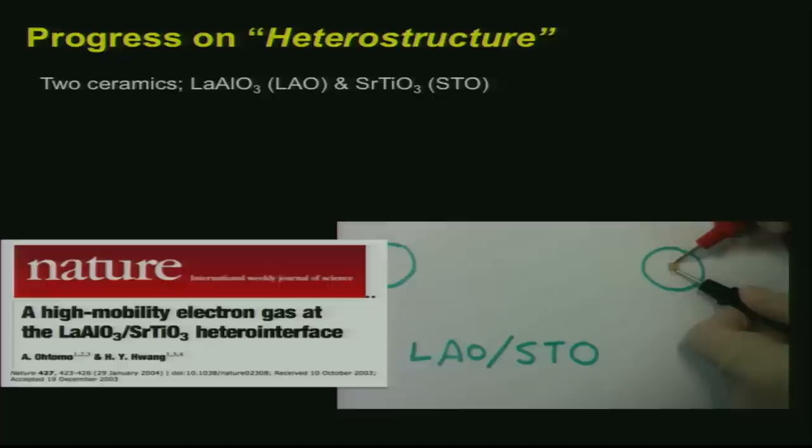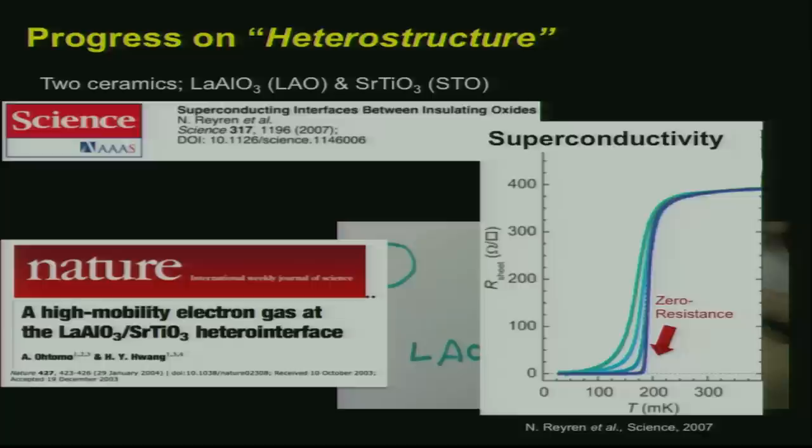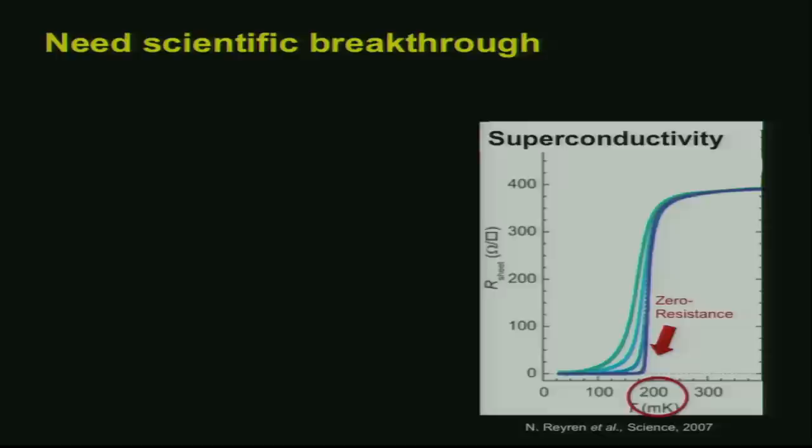Even more surprisingly, 3 years later, people found superconducting behavior in exactly the same material. As you see in the graph, when you cool down, this is the resistance behavior. Resistance dramatically drops, going to zero. That is the definition of superconductivity. However, there is still a problem. As you see, this is not 200 Kelvin, it's millikelvin. It's too low to use for our future.